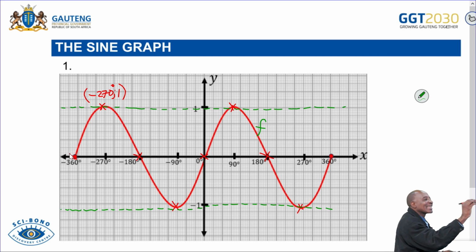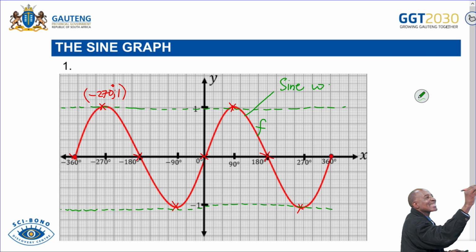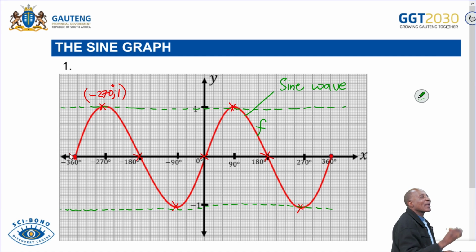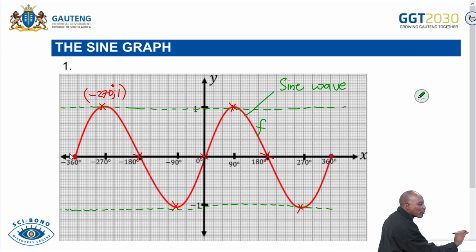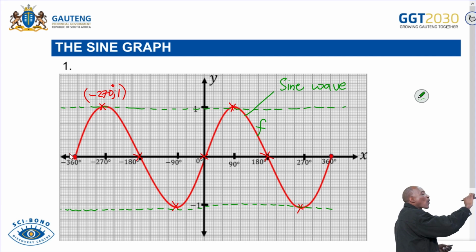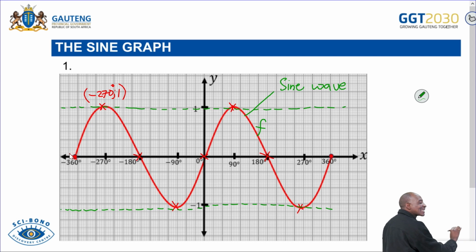So what we see here, this graph has produced what we call a sine wave. It's like a wave moving up and down, but it's trapped between -1 and +1. What does that imply? It implies that this graph is oscillating between -1 and 1. The furthest point it can touch going up is a +1. It will never exceed that one.